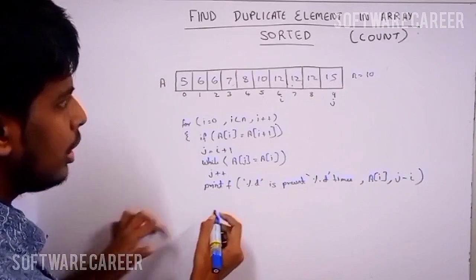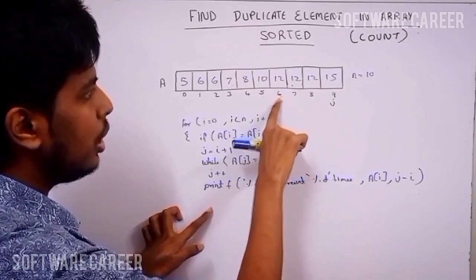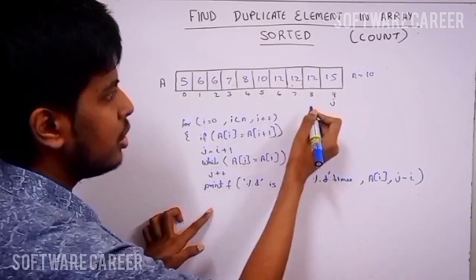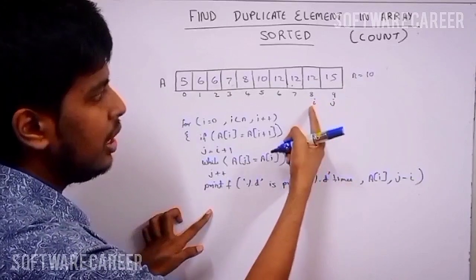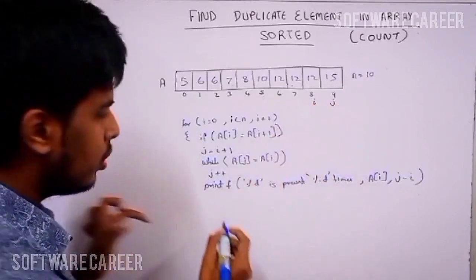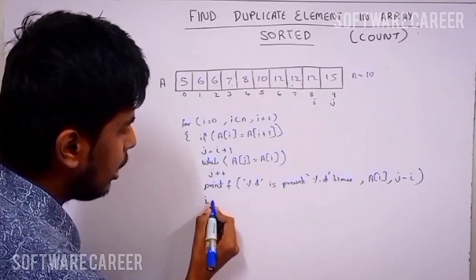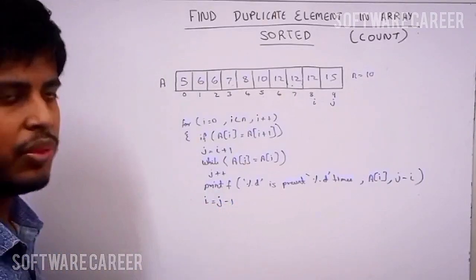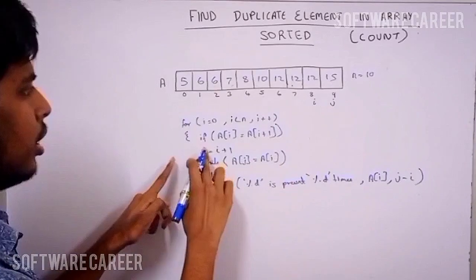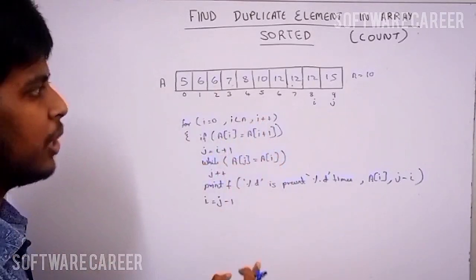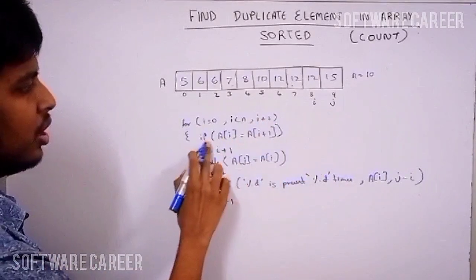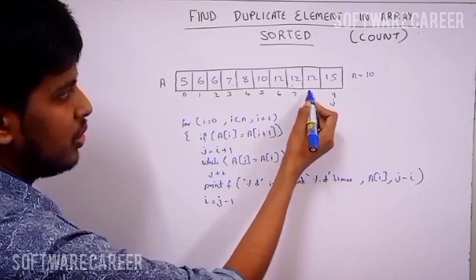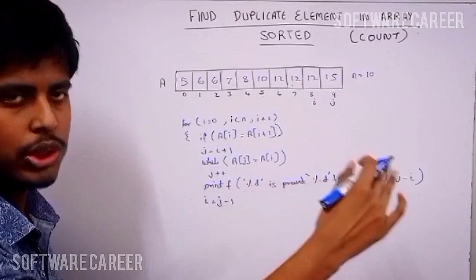Then after this I should update the I value from 6 to 8. What is this 8? 8 is j minus 1. So I equals j minus 1. I have updated the I value. Then it again starts, I gets incremented by 1 and it again compares whether a of I equals a of I plus 1, whether 12 equals 15, and it goes on.